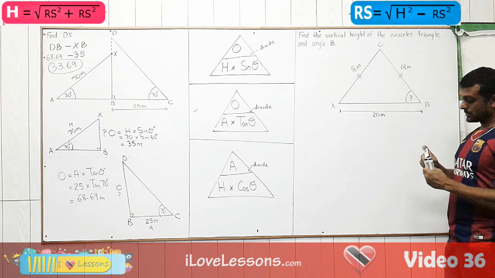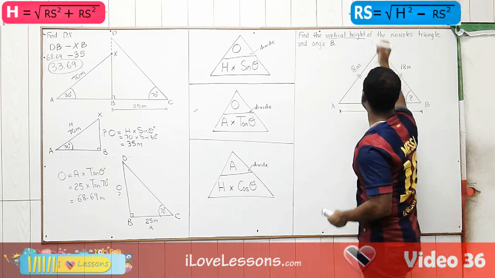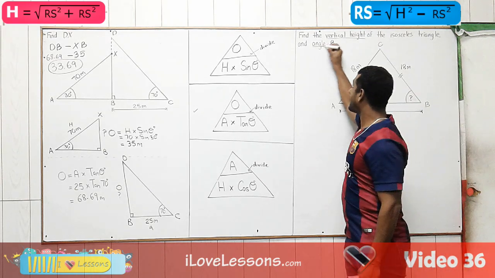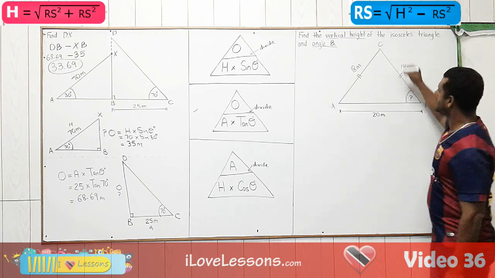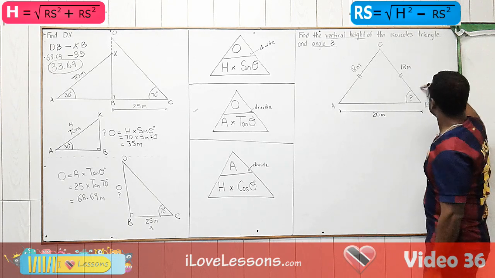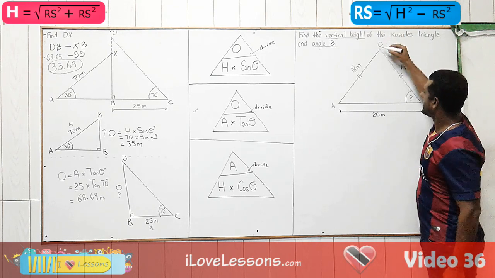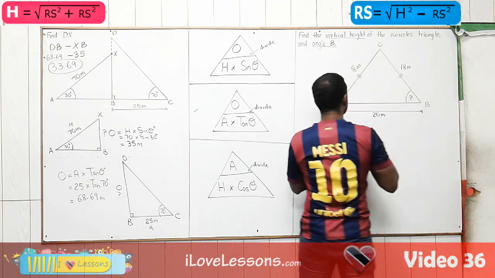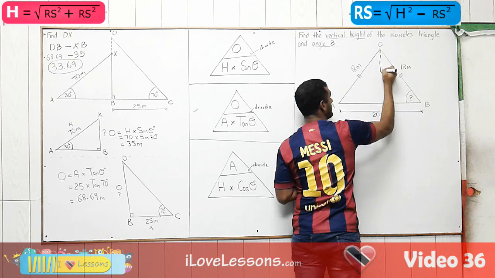Now we have two things to do in this question. We have to find the vertical height of the isosceles triangle and then find the angle B. What is the vertical height? Pretend that you climb the triangle and you're standing at C and you drop straight down. When you drop straight down, you'll be falling vertically. So you'll fall like this.